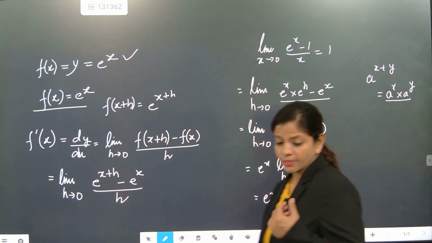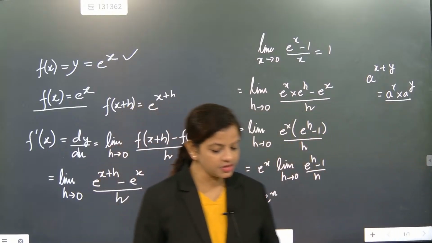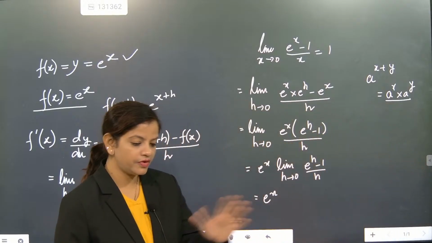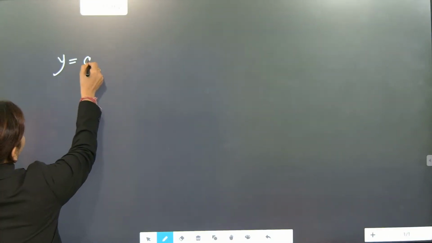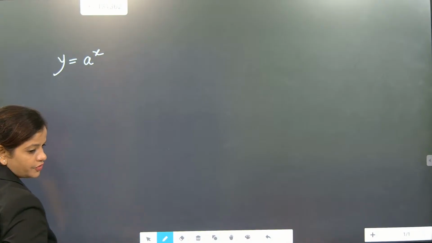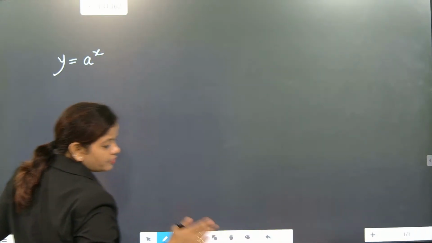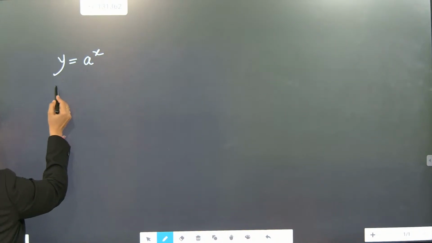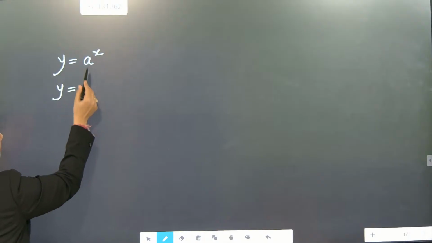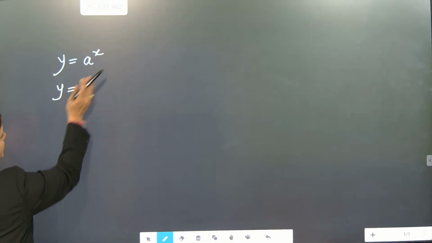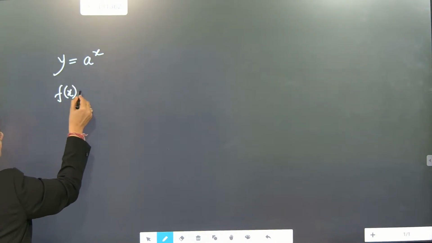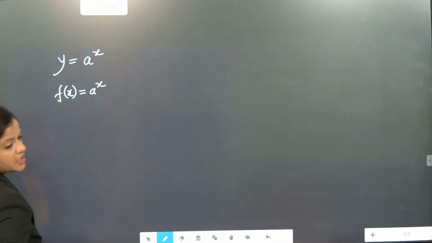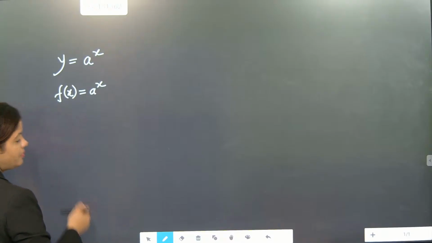Now, beta, if somebody asks you e to the power x, you are very easily able to solve. But if any constant is there, like differentiation of a to the power x, now we have to differentiate this one. For this, what method are we going to apply? Check this one out. y is equal to a to the power x. So here f of x is given as a to the power x. In that case, how are we going to apply this?